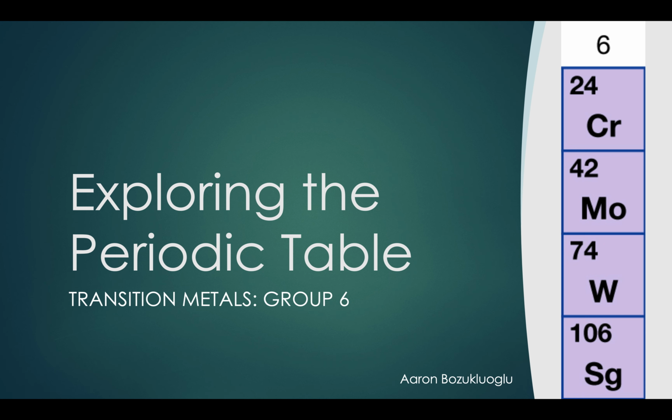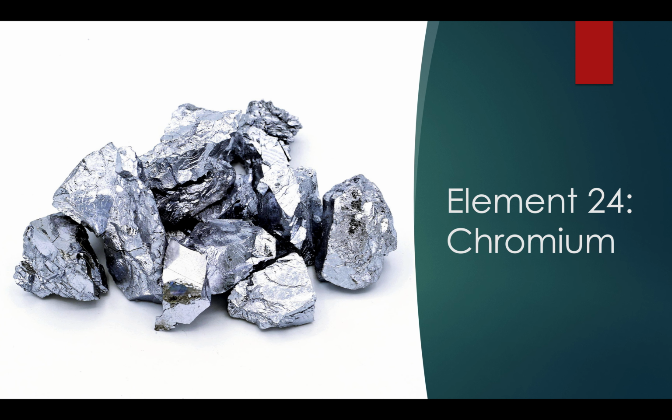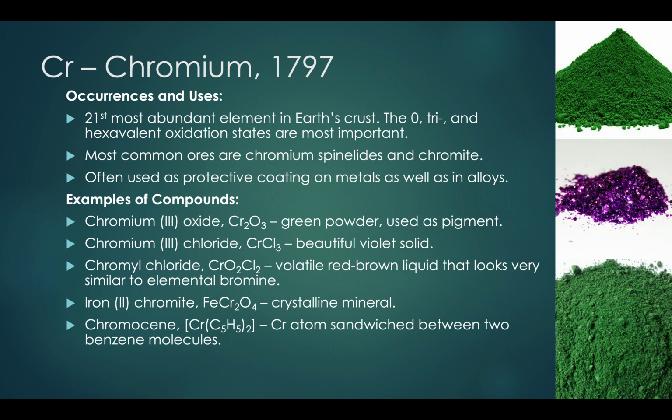Group 6 of the periodic table consists of 4 transition metals: chromium, molybdenum, tungsten, and seaborgium. First in the group is chromium, discovered in 1797. As you can see and probably already knew, chromium is a very shiny metal. It's the 21st most abundant element in Earth's crust.